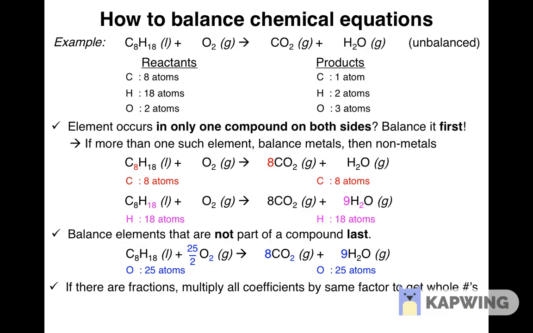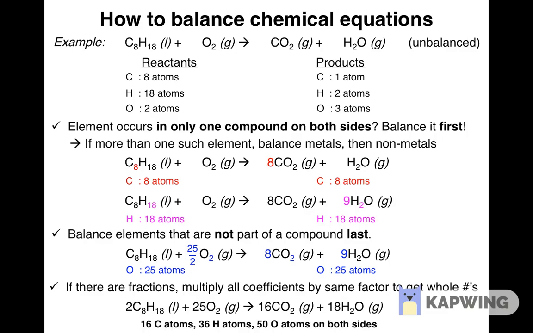In this case, we multiply by 2, and our final balanced equation tells us that we take 2 propane molecules and 25 oxygen molecules, and that allows us to make 16 carbon dioxide molecules and 18 water molecules. This equation is balanced. There are 16 carbon atoms, 36 hydrogen atoms, and 50 oxygen atoms on both sides of it.